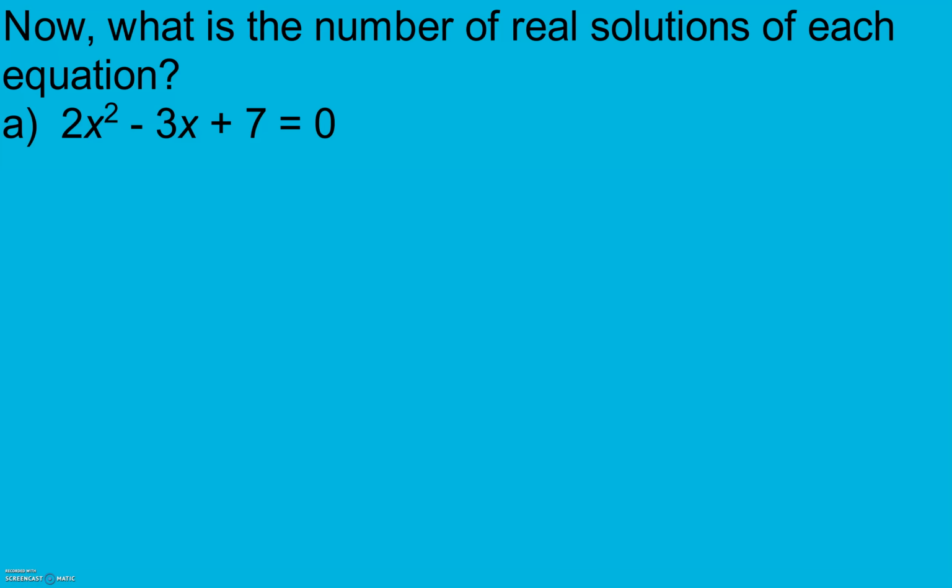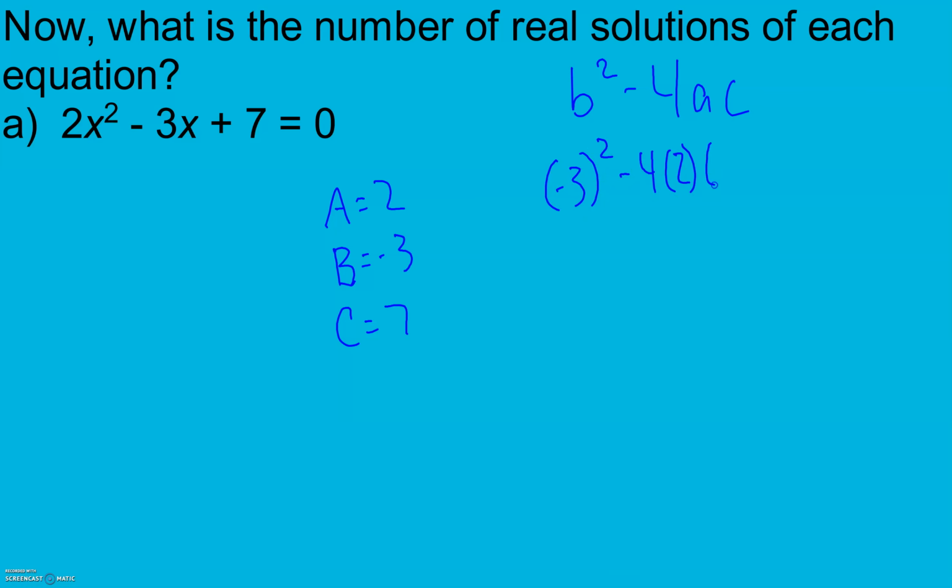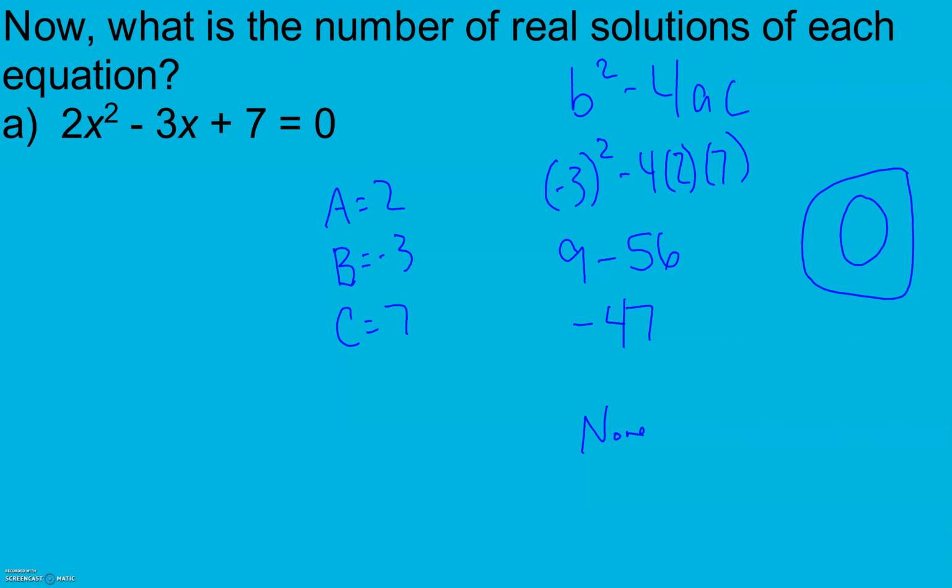Now, what's the number of real solutions of each equation? Well, again, we're going to use our discriminant here. b squared minus 4ac, the part underneath our square root. A is 2, b is negative 3, and c is going to be 7. So, negative 3 squared minus 4 times 2 times 7. I get a negative number here. So, since it's negative, that means none. What's my number of real solutions? 0. I'm not going to have any real solutions here.